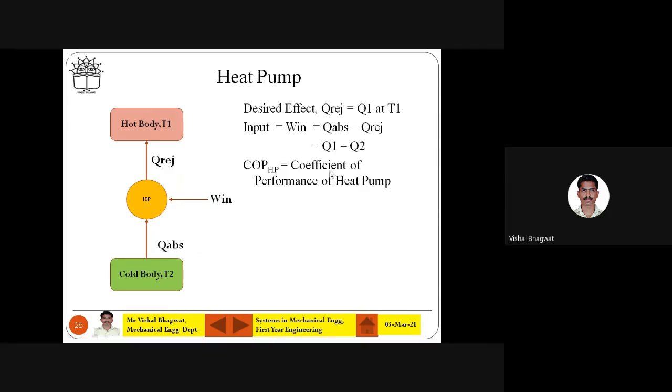So COP, and what is the formula for it? It is the desirable effect divided by work in. And what is the desirable effect? It is the Q rejected. Understood? For a heat pump, Q rejected is the desirable effect. The heat pump, while you sit in the room, rejects that much heat to you. So that is nothing but the Q rejected. And what is work in? Work in is Q1 minus Q2, always. So I can say the coefficient of performance of the heat pump, COP of heat pump, is Q1, the Q rejected, divided by Q1 minus Q2. Is it fine? Yes.